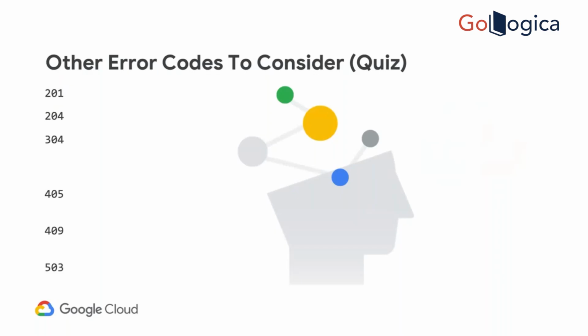And then we have 503. 503 is service unavailable. So either the server is down or the service is down. Then 503.